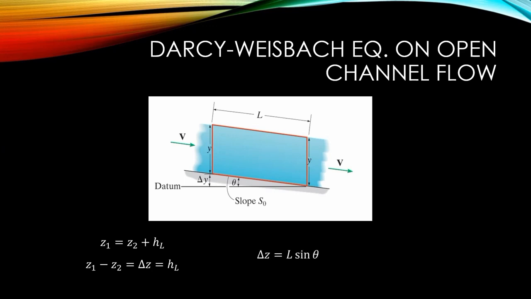The right triangle formed between the datum and the channel bottom can be analyzed as follows. The change in elevation delta z can be taken to be equal to the length of the channel bottom times the sine of the angle of inclination of the channel bottom. We can define the longitudinal slope S, or S naught in the figure, as the change between the elevation and the horizontal direction, delta z over delta x. Looking at this right triangle, we see that delta z over delta x is also equal to the tangent of the angle of inclination.